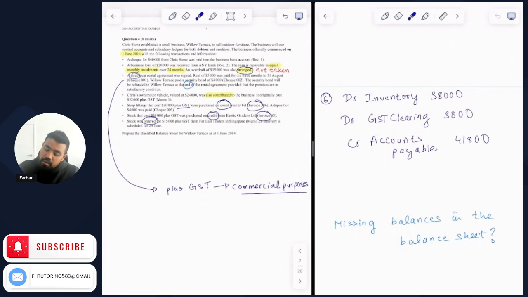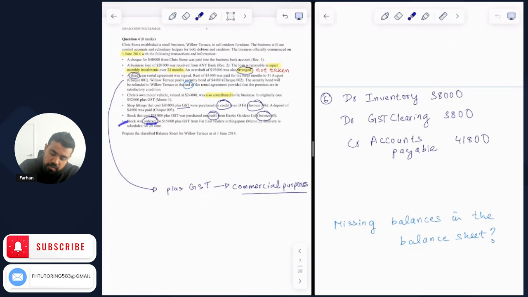So accounts payable of 41,800. Okay, so this means that within the current assets, we will report inventory of $38,000. We will report the GST that we would pay on this inventory as part of our final calculations. And then we would also show accounts payable of $41,800, which we owe to our credit suppliers within the current liability section. Okay. Now, what about the last information that we have?